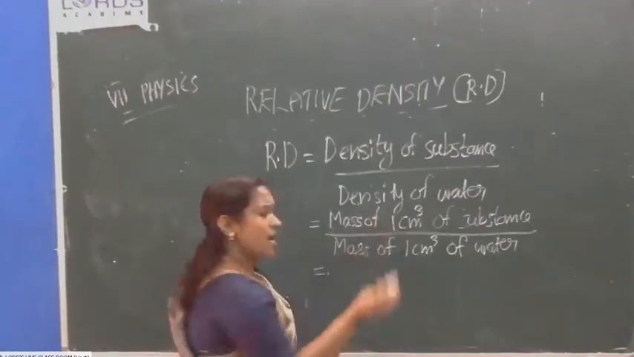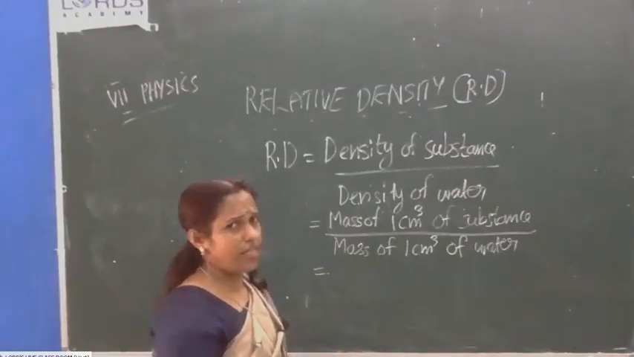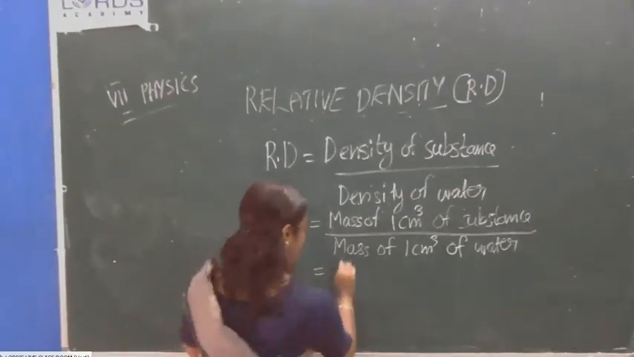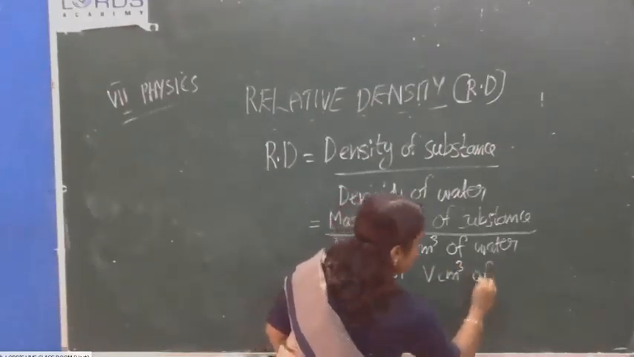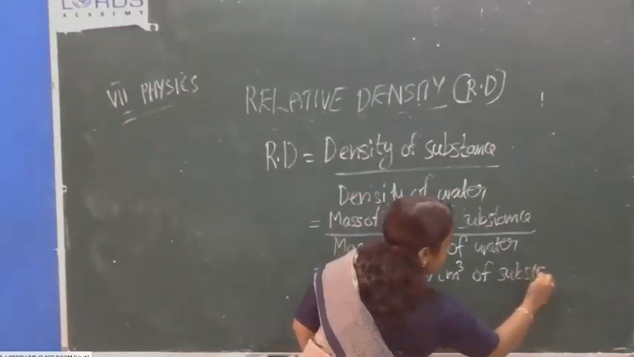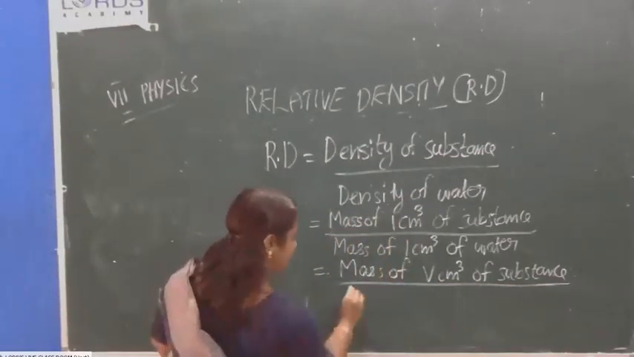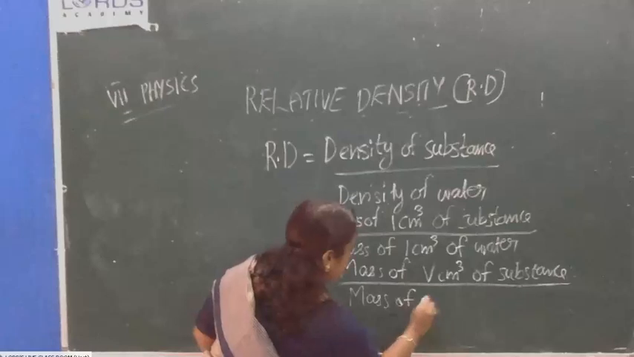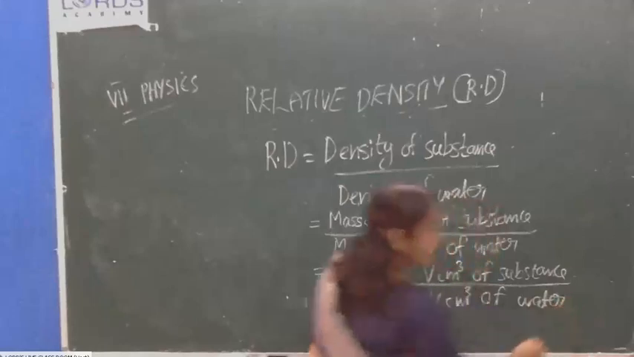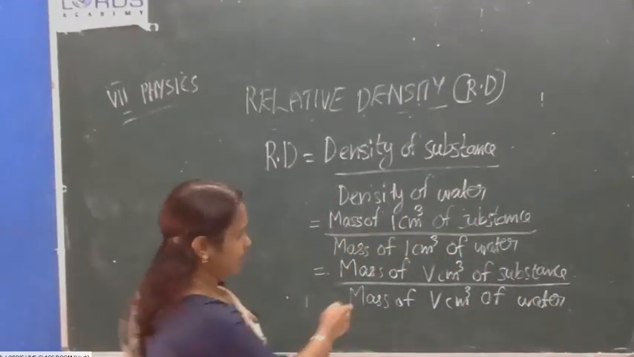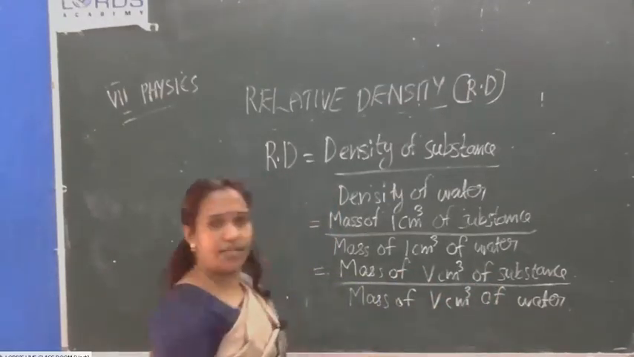Okay. Then mass of 1 centimeter cube. Instead of 1, I am generally writing capital V. Is there any problem? Mass of V centimeter cube of substance. Instead of 1, generally I am writing V. So here also I have to change, isn't it? Mass of V centimeter cube of water. Simply instead of 1 I am taking the general case. That means volume is represented by V. V centimeter cube of substance by V centimeter cube of water.